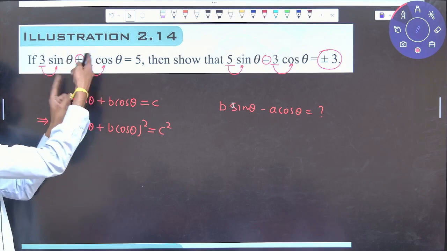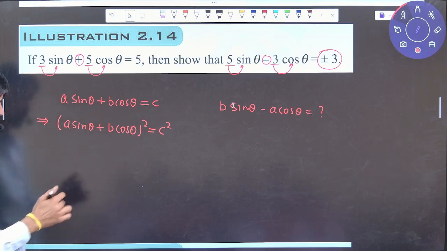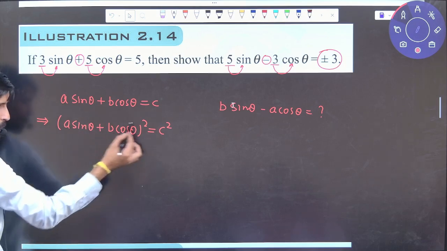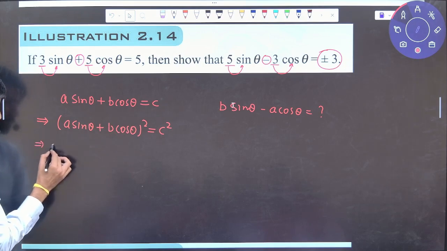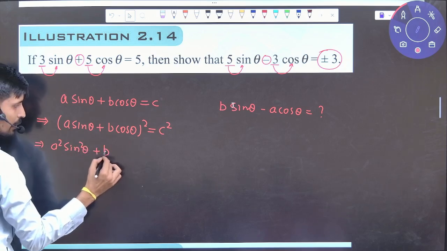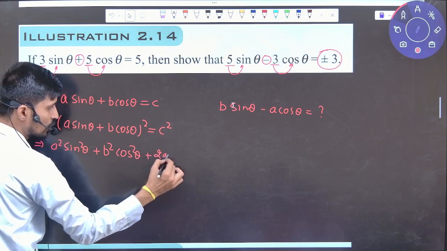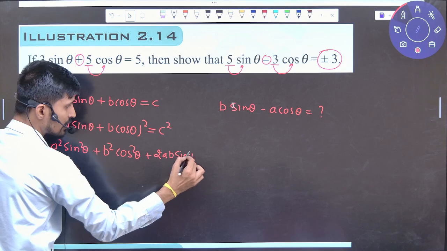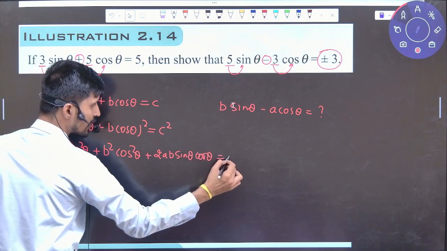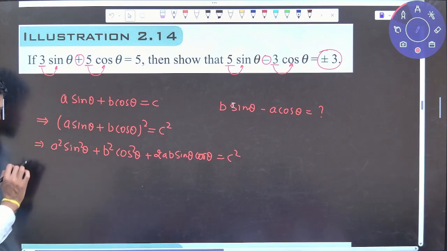3 will go to cos, 5 will come to sine. So this pattern you are going to learn. First I did, now I will expand. I will apply the formula of a square. What will this become? a square sine square theta plus b square cos square theta plus 2ab sine theta cos theta is equal to c square. Yes or no? Now see, a square is present with sine theta.